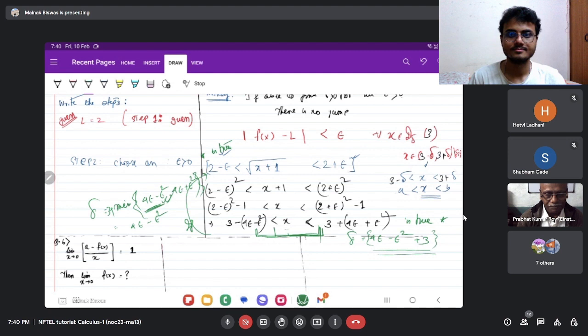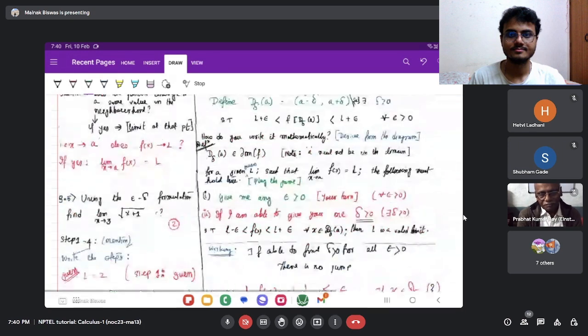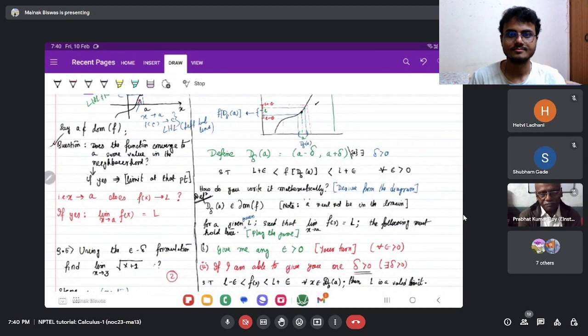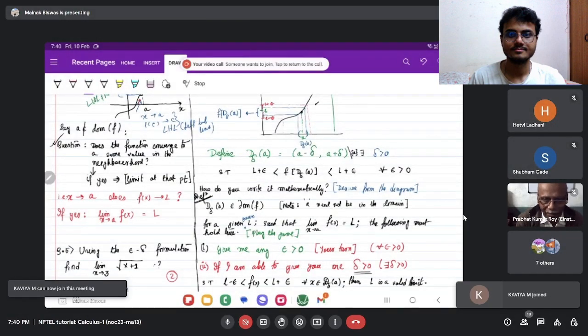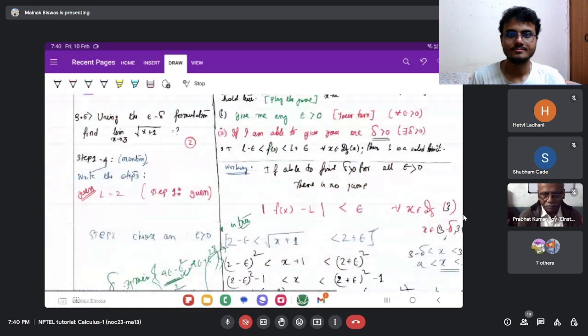So you have found a particular delta for that epsilon, for any choice. Since you are able to find a delta for it, this implication is true. For a particular epsilon you will always be able to find a delta. For very small epsilons also you will be able to find a very small delta, which means there are no jumps. That's the idea.